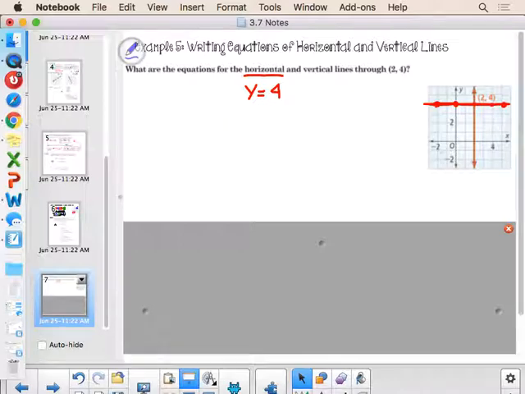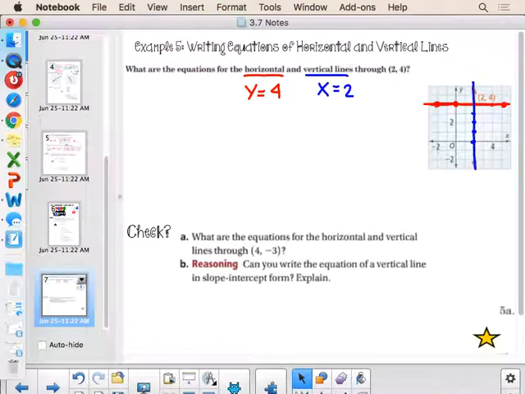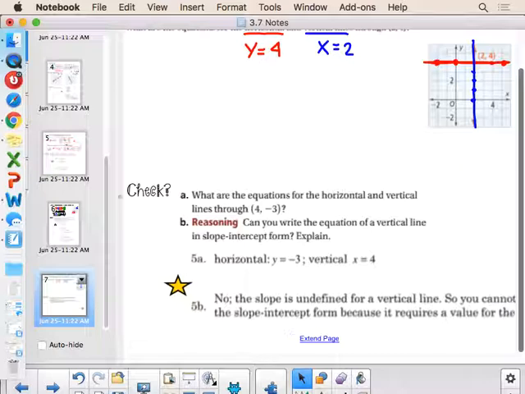The vertical equation. Notice when I draw a vertical line through that coordinate, all points on this line have one thing in common. The one thing in common that they have is an x value of 2, getting me a vertical equation of x equals 2. Alright, here's your turn. You should not need a graph in order to complete this question. Alright, here you go.